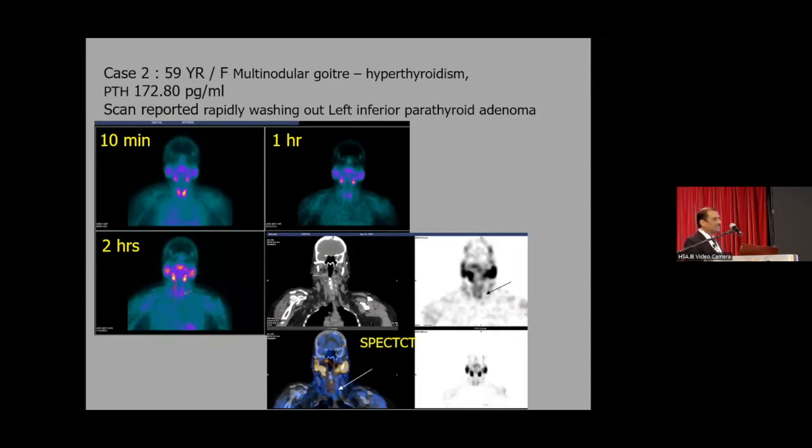Why it is not seen? Because it has completely washed out from the abnormal site, and what is the normal uptake in the thyroid gland or thyroid bed only you are seeing in this. So whenever you have a doubt whether we are really dealing with a parathyroid gland or parathyroid pathology, a SPECT-CT will be useful.